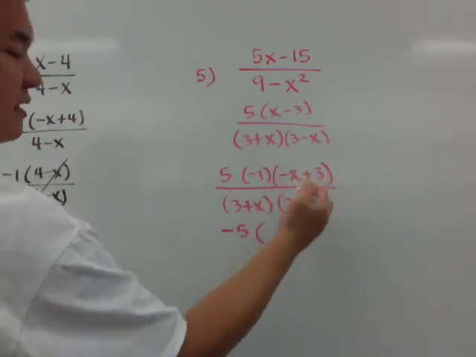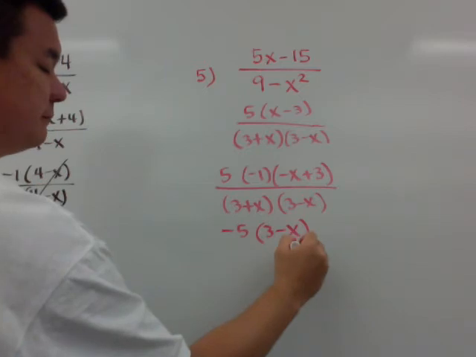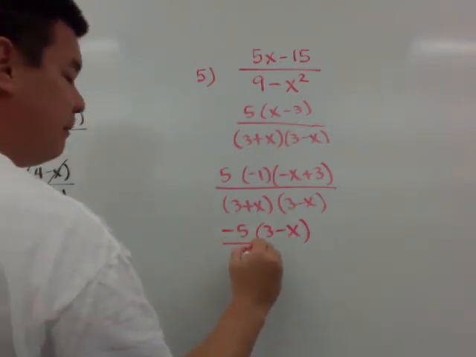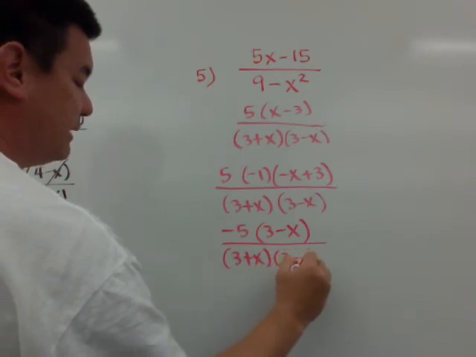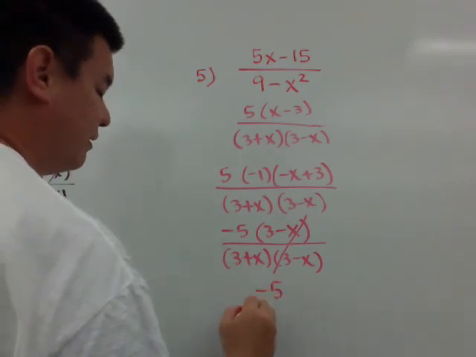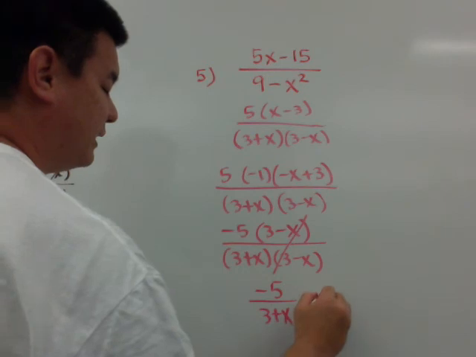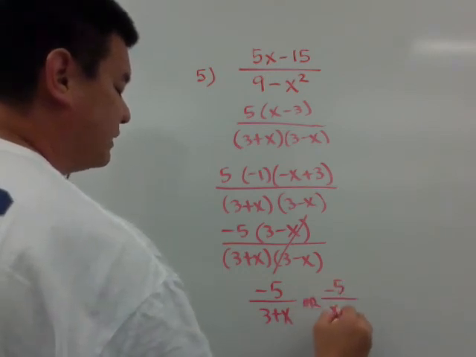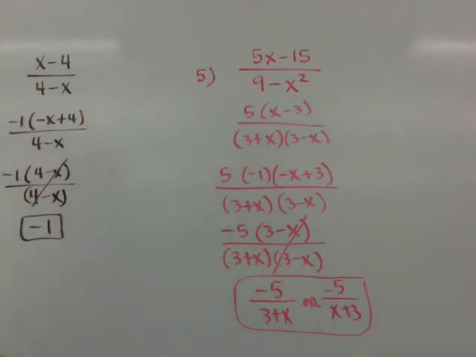I'm going to flip these around to 3 minus x. And I'm going to leave the bottom the same, 3 plus x times 3 minus x. And now I can see that these cancel down. And I'm left with negative 5 over 3 plus x. Or you can even write it as negative 5 over x plus 3. So you can put the variable in front because it's addition. Okay, either one is your answer.